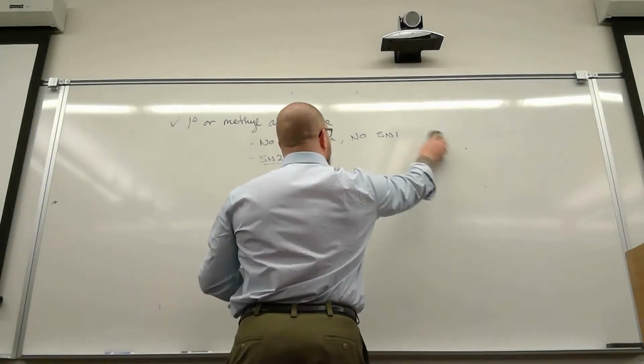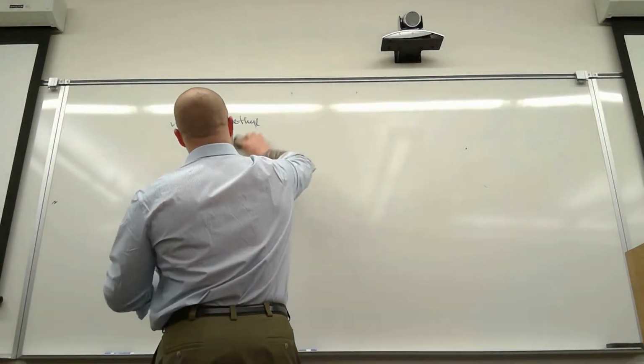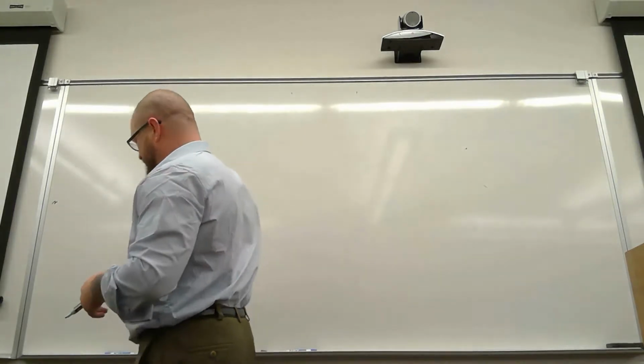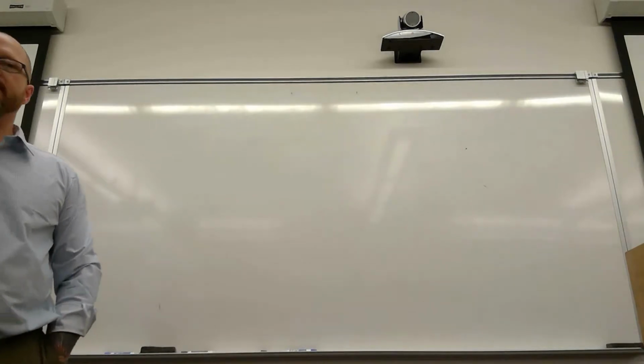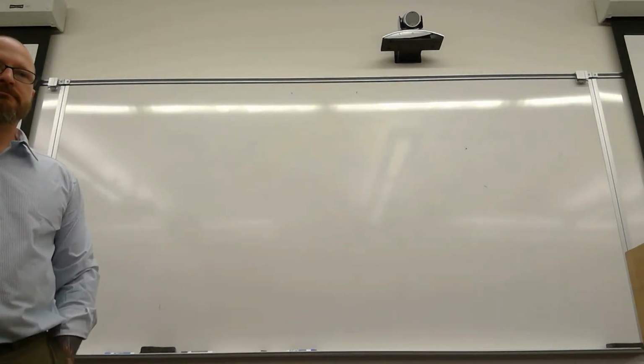I have a question. Yes. I'm sorry if I already missed it. If, for a tertiary, Sn2 would be sterically hindered, why isn't Sn1 also sterically hindered? Or why is it less so than Sn2?